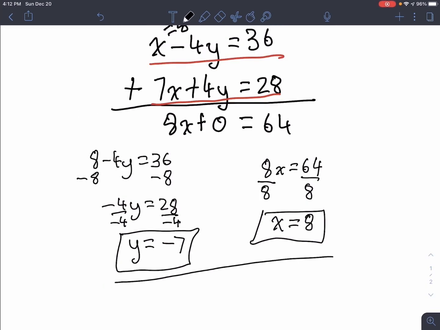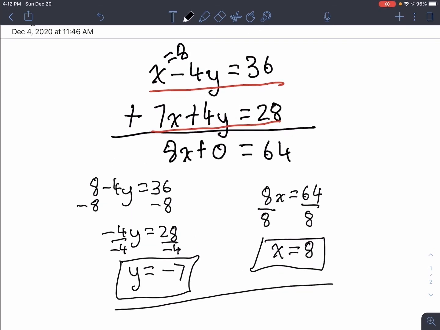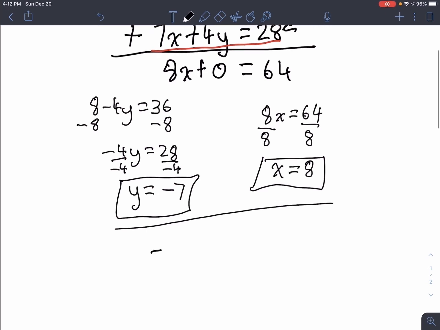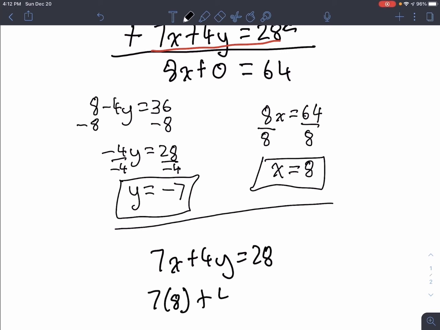Now, how do you check your answers to make sure x equals 8 and y equals negative 7 is the correct answer? We can do that by plugging both the x and y values into the second equation. Since we used the first equation to solve for y, we would use the second equation, because we have not used it yet. So you would substitute the values of x and y into 7x plus 4y equals 28. You would substitute 7 times 8 plus 4 times negative 7 equals 28.